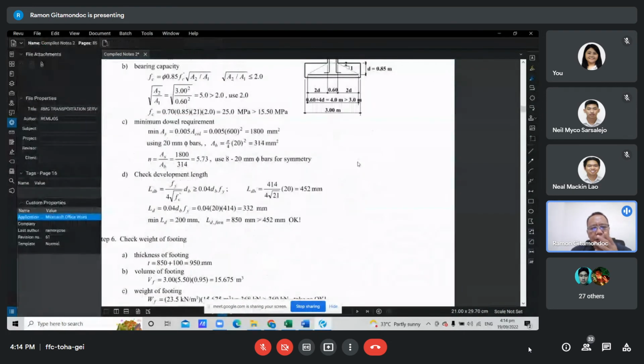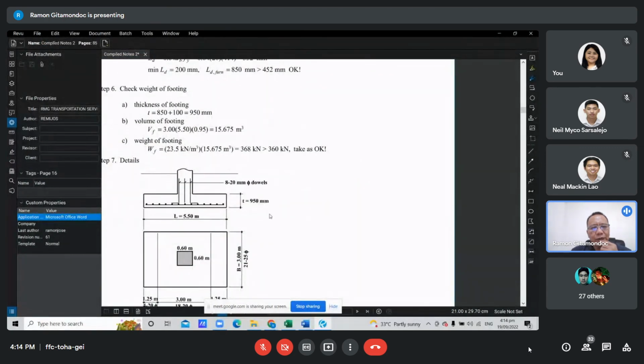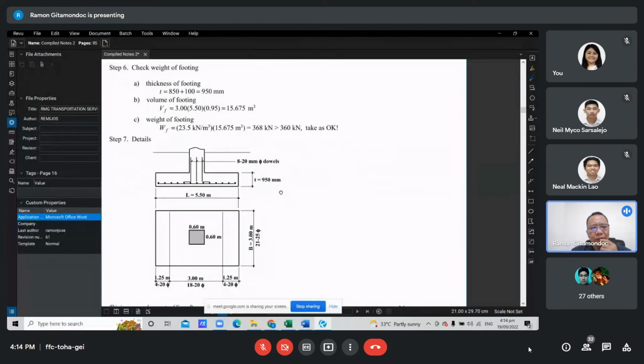Now, for dowels, that is optional since we embed all the column rebars into the footing, so don't bother about that one. Step 6, we check the weight of the footing. The thickness of the footing is the effective depth plus 100 mm cover, so 950. Then we compute the volume and multiply that by the unit weight of concrete to get the weight.